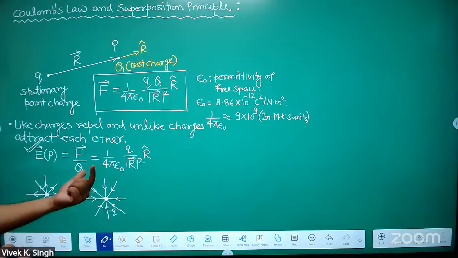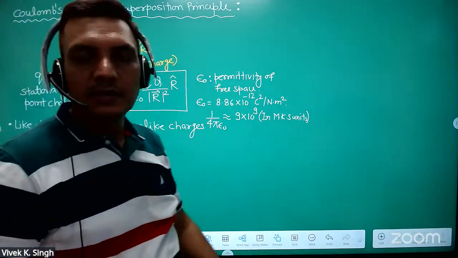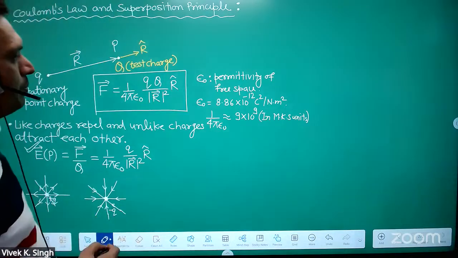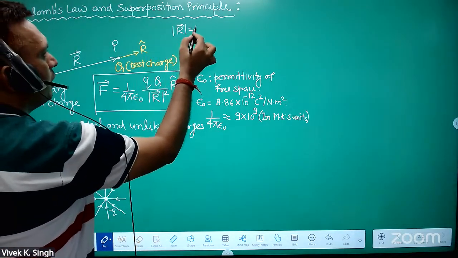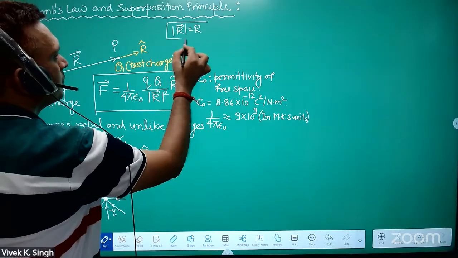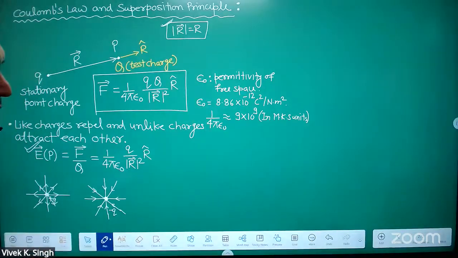So this is the field due to point charge Q: 1 by 4 pi epsilon naught Q by mod r square, or simply r square. Mod r is r. You can take mod r as small r. Okay? Is it clear? You all know about Coulomb's law? Yes, sir.